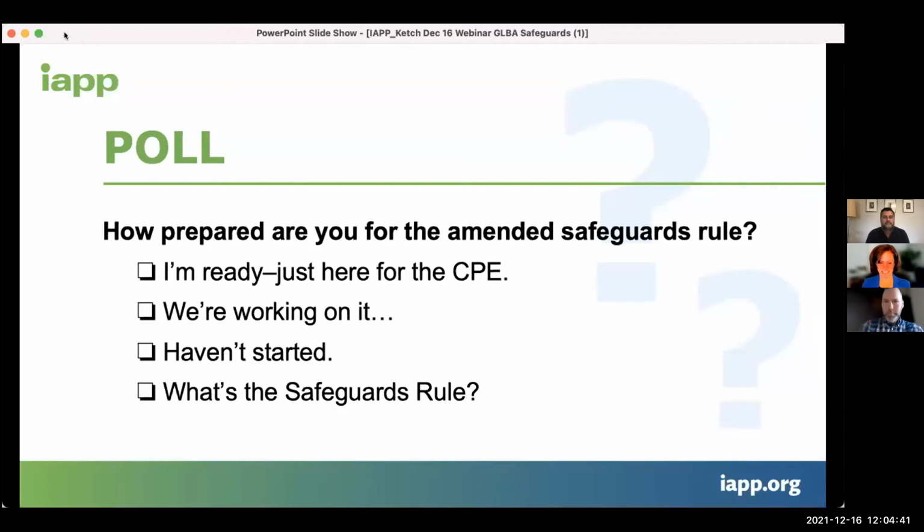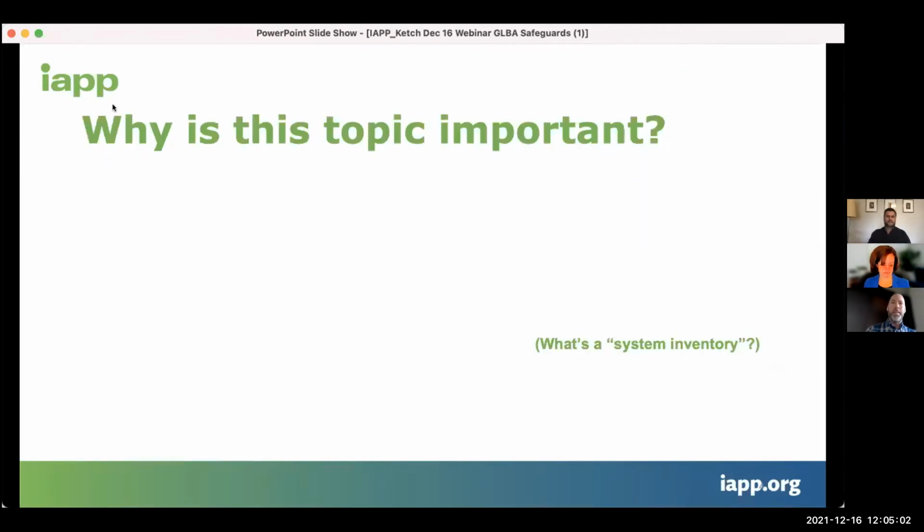We've got a lot of people working on it, so that's great, and a good reason to be here with us. Even better reason to be here with us is haven't started, and perhaps the best reason might be what's the Safeguards Rule. And that final one is relevant for our next slide, actually, because we'll talk about how you might become a lot more familiar with the Safeguards Rule.